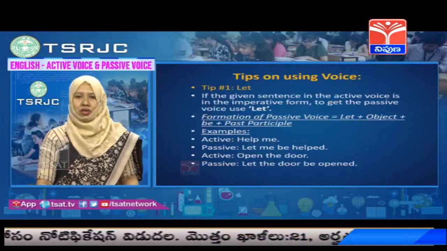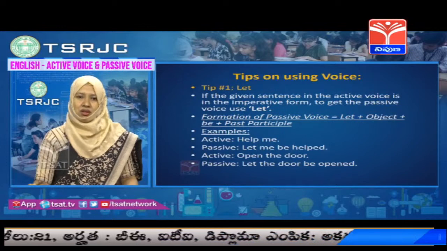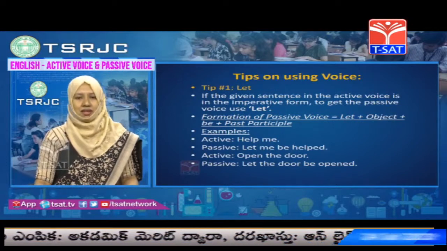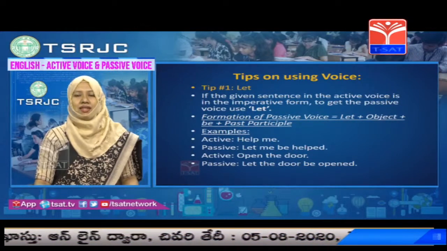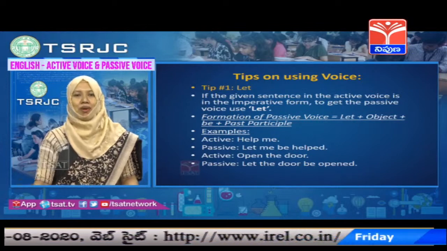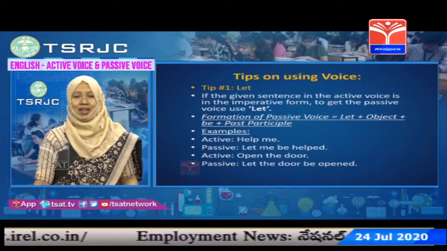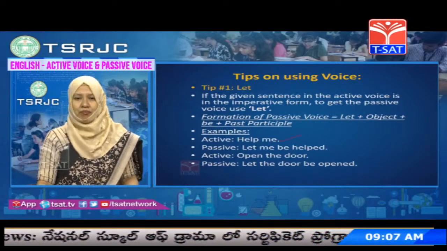Now, tips on using voice. What are the tips? Few tips to remember so that you can solve the questions easily in your exam. First tip, now usage of let. If the given sentence in the active voice is in the imperative form, to change into passive voice, use let in the beginning. For example, help me. This is an imperative sentence. Help me.